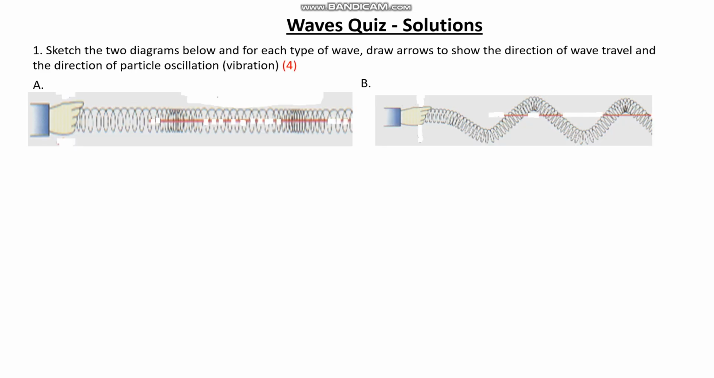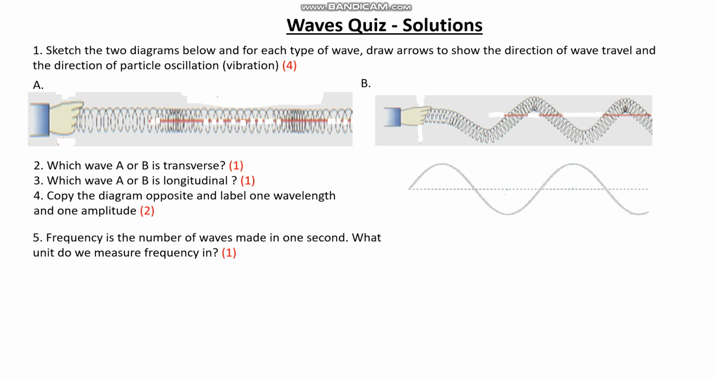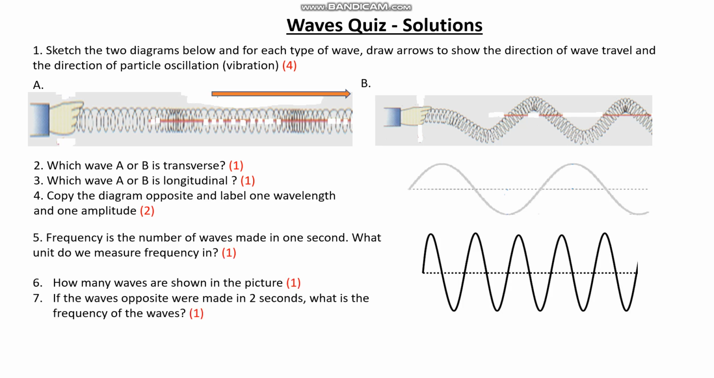Okay, hopefully you didn't find those too difficult. Here are the solutions then. First off, the direction in which the waves travel. Well, if you look at the position of the hand there, it's pretty obvious that in the top one here, the waves will be travelling from left to right, and in B, they'll be travelling from left to right. However, there is a difference in which the particles vibrate.